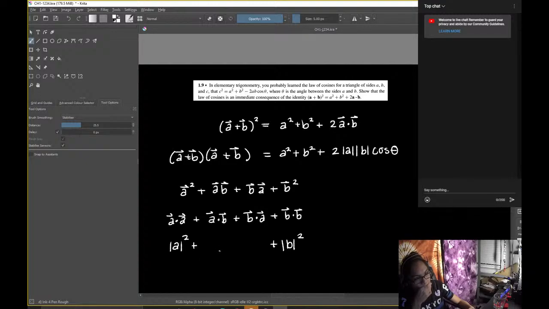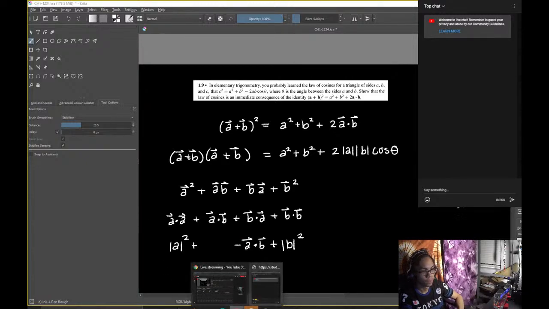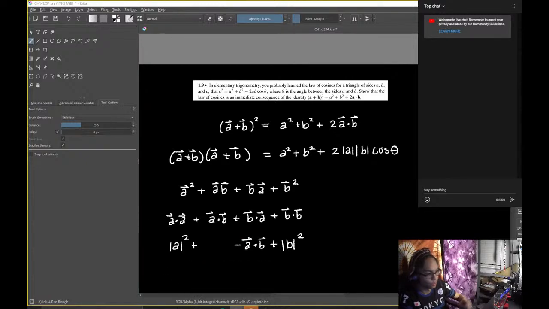Okay. Yeah, if I remember, if you flip this, it's gonna be a negative right here. A dot B. I need to know the dot product rules. Let's see, dot product rules. I need to know these.